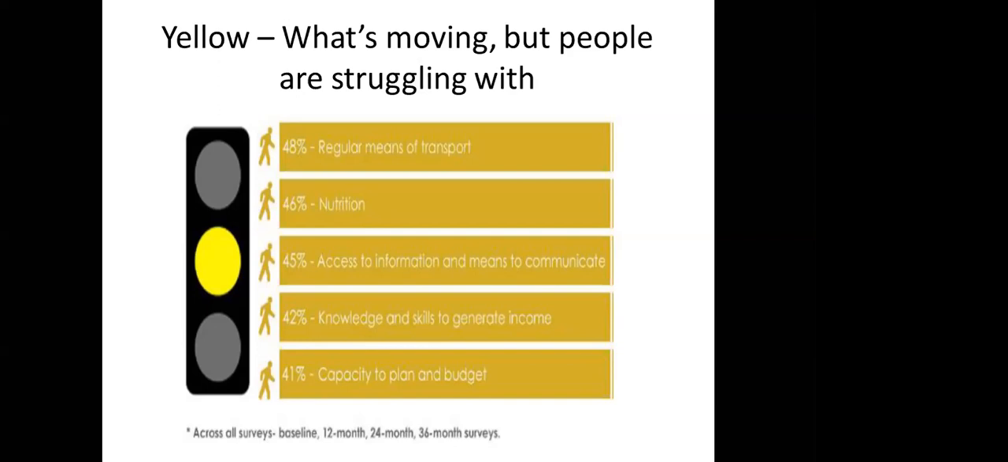And then the capacity to plan and budget. So again, coming back to that issue that Janine highlighted on financial skills or financial literacy, or what we call stokvel, where a lot of people pull together to save money together.